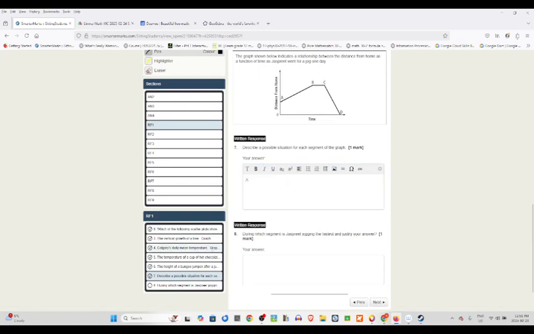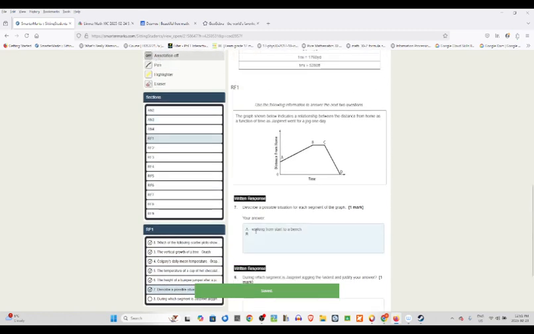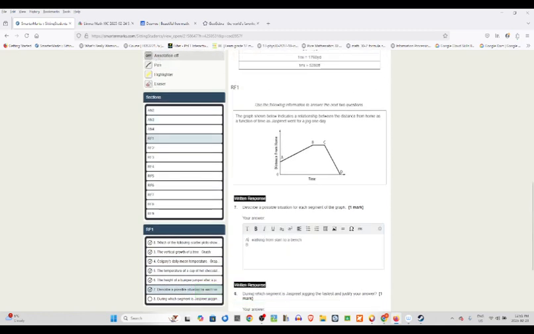So A, walking from start to, let's call it a bench. Right. So that'll be the line connecting points A and B. I have to do annotation off for the up and down arrows to work. B to C, taking a rest by sitting on a bench, and then C to D, jogging home.